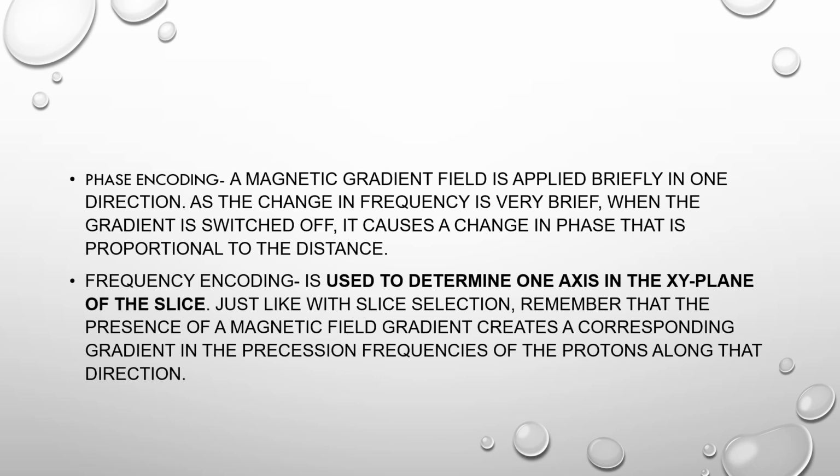Frequency encoding is used to determine one axis in an XY plane of the slice. Just like the slice selection, remember that the presence of the magnetic field gradient creates a corresponding gradient in the precession frequencies of the protons along the direction.